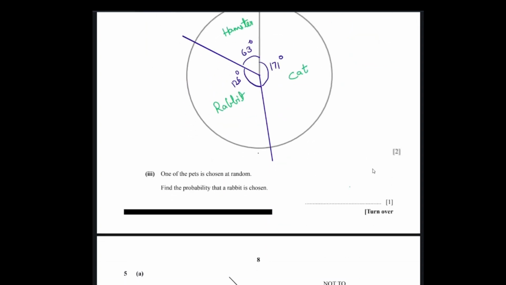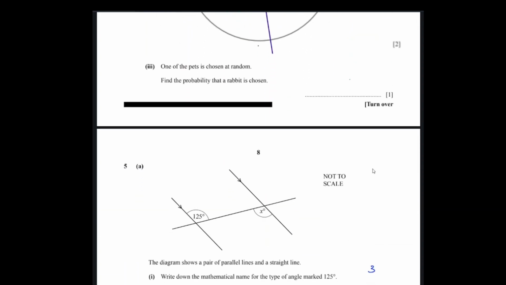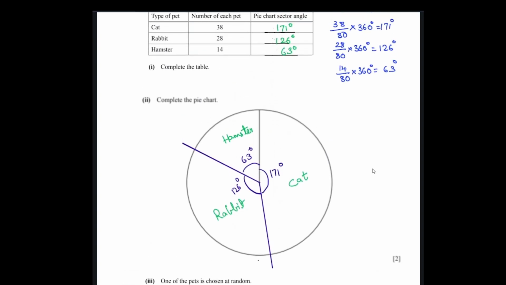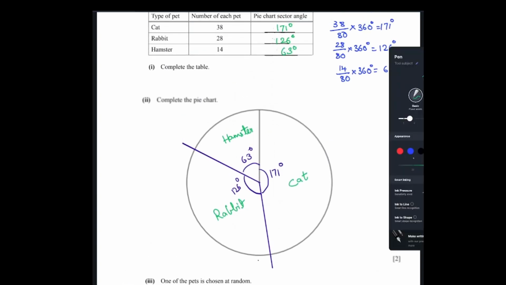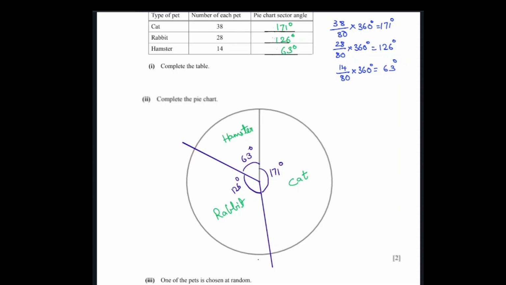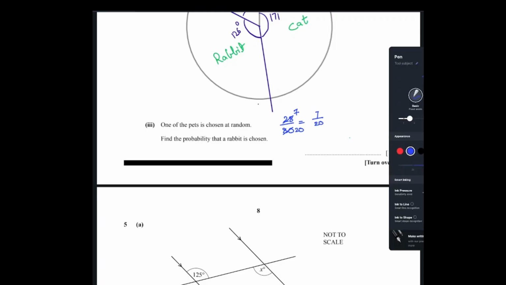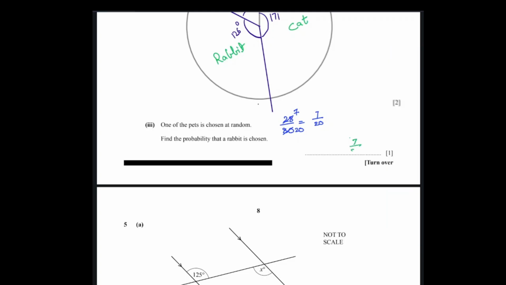This is done. Question number 3. One of the pets is chosen at random. Find the probability that a rabbit is chosen. So now check what is the number of rabbits given here. It's 28, and total number of pets are 80. So the probability will be 28 by 80. If you simplify, 4 sevens are 28, 4 twenties are 80, it is 7 by 20. Further we cannot simplify, so the probability is 7 by 20. Question number 4 is done.